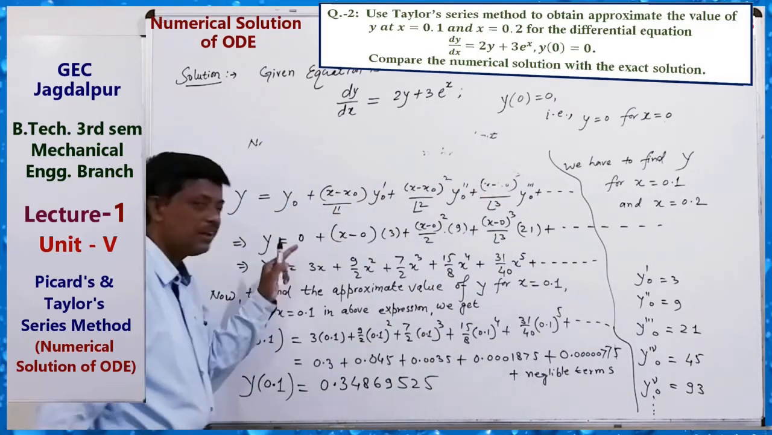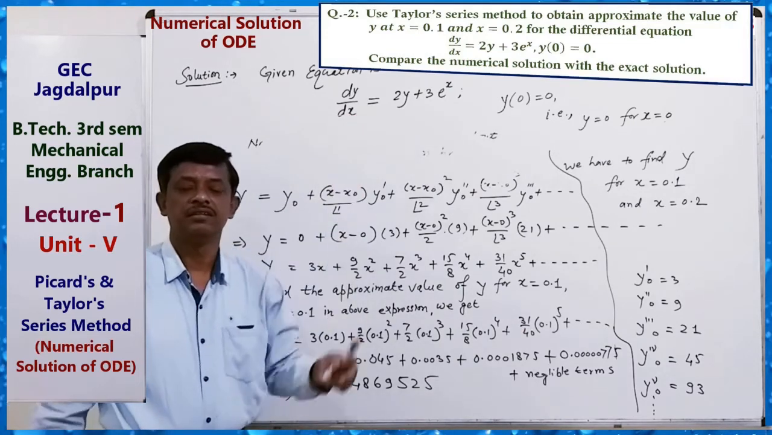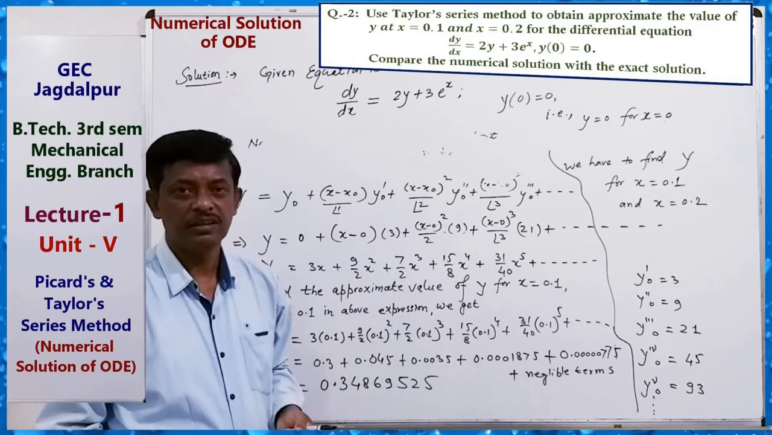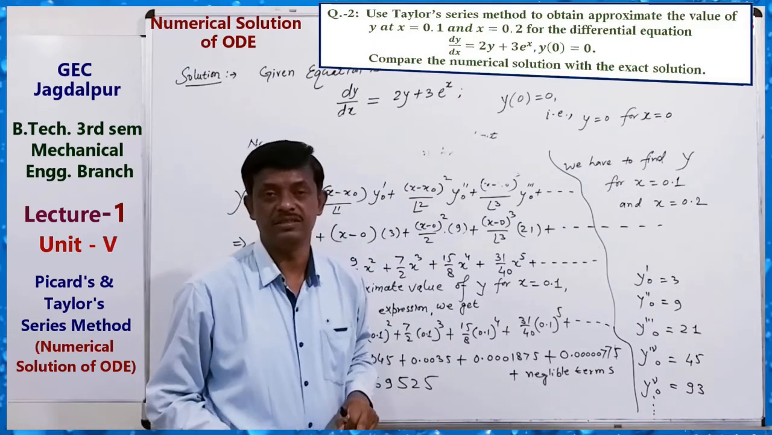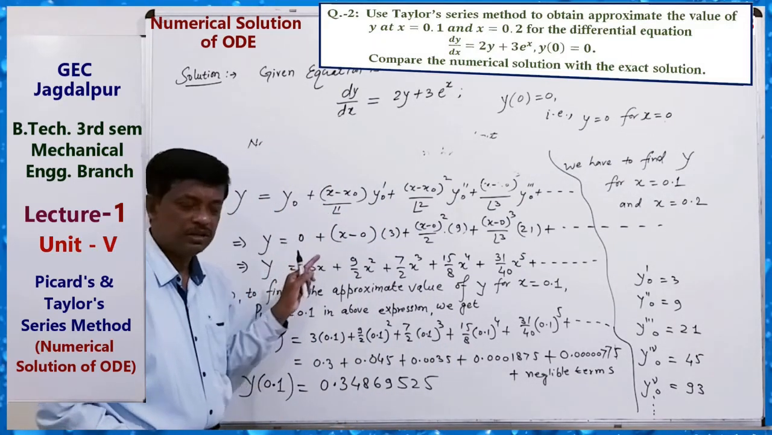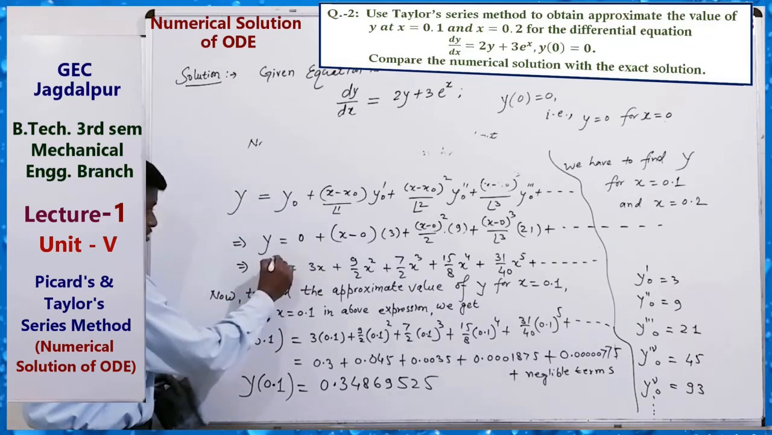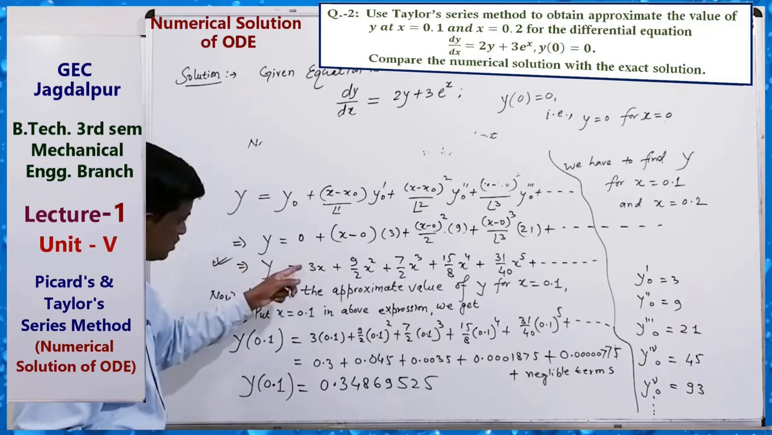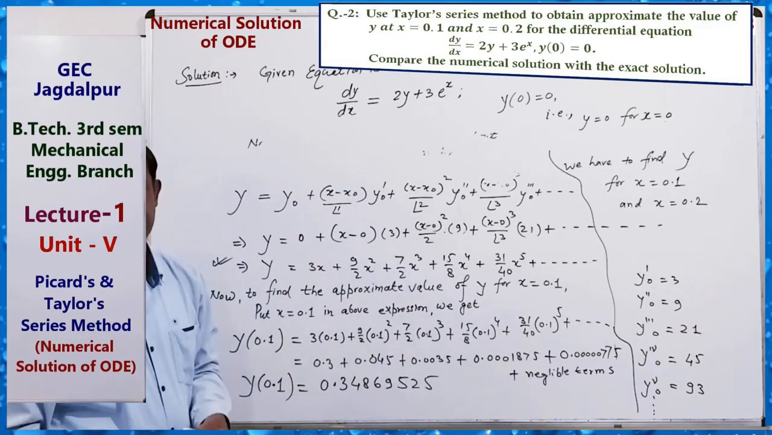This is the use of the Taylor series method. From here, we just have to find different order derivatives of y at the initial value x0 and put them in the Taylor series formula. Then you can get this Taylor series. And from this series, we can get the value of y for any particular value of x.